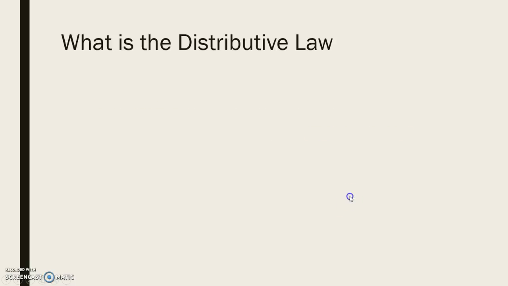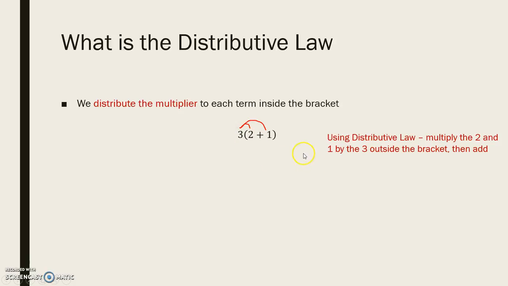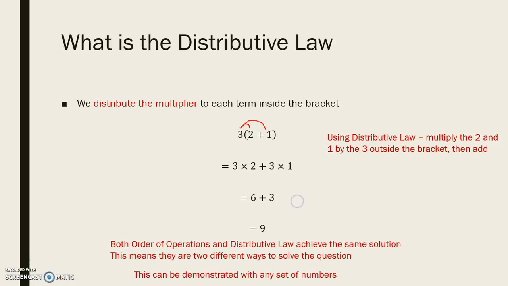Now, the way the distributive law works, let's look at the same problem. What we're going to do is multiply out 3 by the 2 and the 3 by the 1. So that's the way it works. Everything inside multiplied by the 3. So we multiply the 2 by 3 and multiply the 1 by the 3, and we end up with 3 times 2 plus 3 times 1. Now that's 6 plus 3, which equals 9. The same answer. So it demonstrates that the distributive law works.